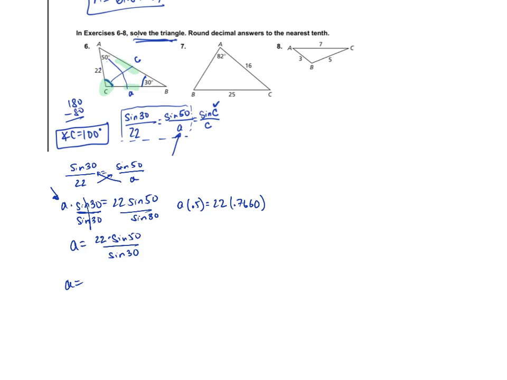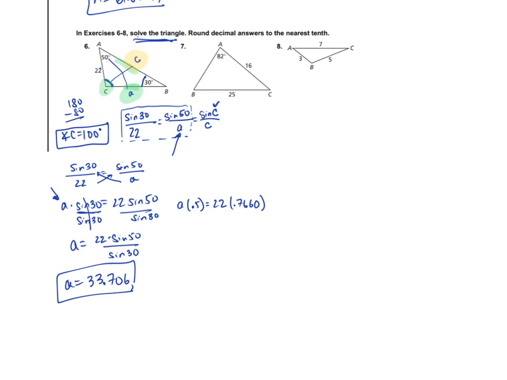And I will get a as being 33.706 if I round it in this case. 33.706. So now I found little a over here. The only thing left for me to do is find this little c. So let's go ahead and do that, and we'll set this up.